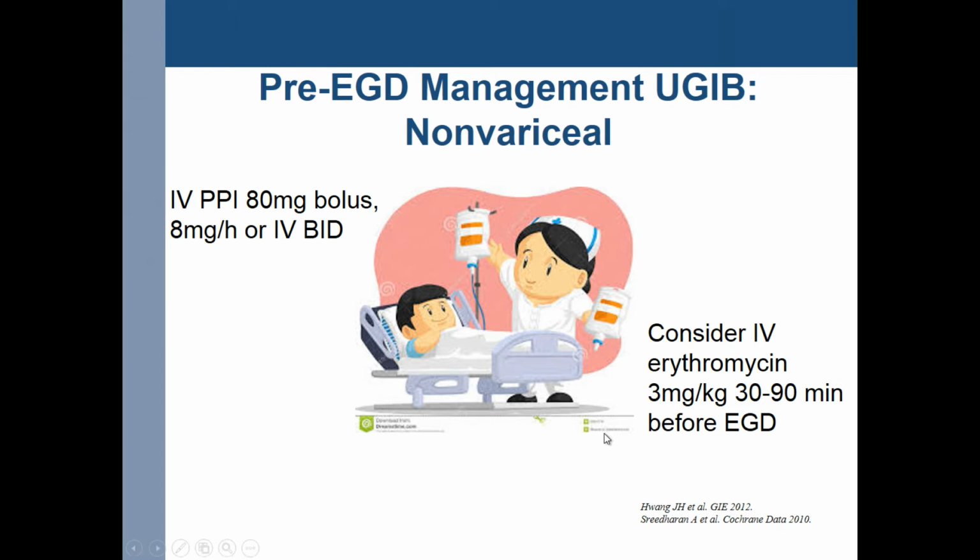The other important thing to remember is that erythromycin IV may be very helpful in clearing the stomach of blood clots before we go down to look in there, because all too commonly we'll go down and not be able to see very well because of the presence of abundant amounts of blood clots. So giving the patient IV erythromycin, 3 milligrams per kilogram, about 30 to 90 minutes before the EGD has been shown to help with visualization.